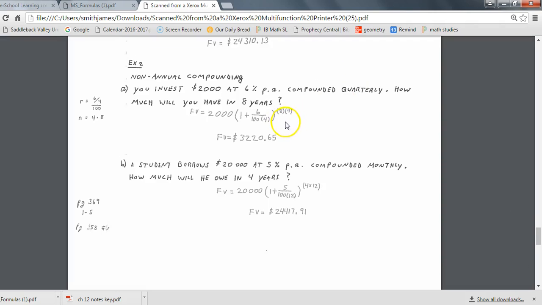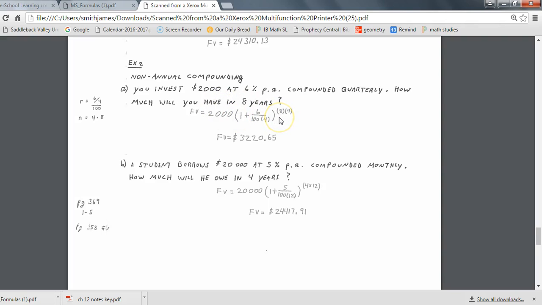In this case, notice it's the exact same setup from up above. Here's my present value. My rate was 6 over 100. And then we're now putting in the 4 for K because it is quarterly. Remember, K always represents the number of compoundings within 1 year. So if it's quarterly, that would happen 4 times per year. So that means your K value is 4. And then this is going to happen for 8 years, so that's what we put in for N. And so here is the setup.